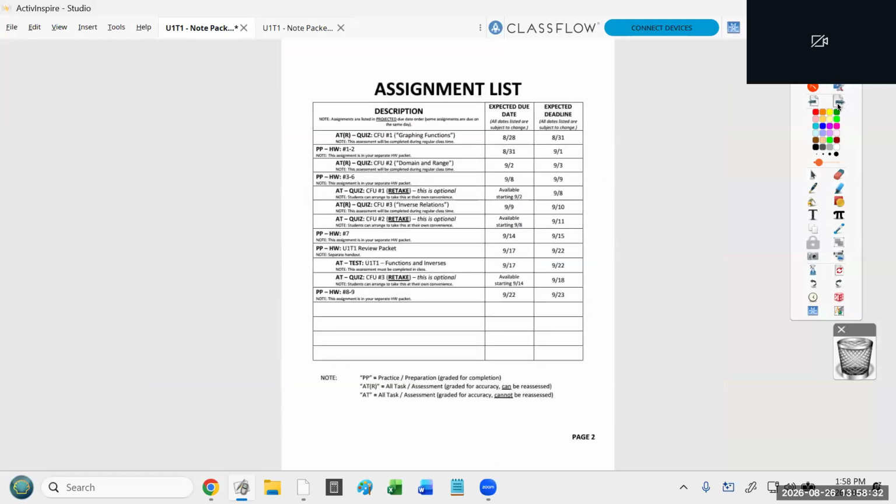The inside cover of the note packet lists every single assignment and due date for this entire unit. I'm expecting to test on September 17th. Okay, so you know now on August 26th that your first major test of the year is going to be on September 17th. Prior to that, you will have 3 other smaller quizzes. The CFUs typically take about 10 to 12 minutes in class, so they're relatively small.